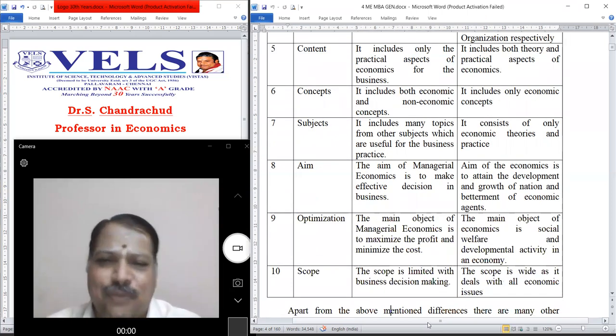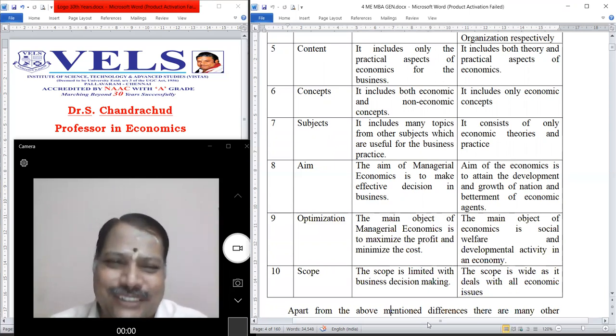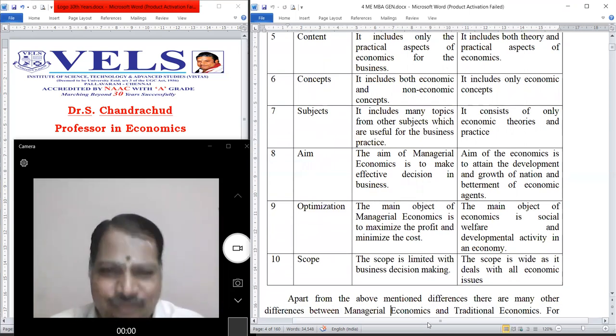Then we are going for the purpose. The purpose of managerial economics is to make effective decisions in a business. But the aim of traditional economics is not so. It is to attain the development and growth in a nation for the betterment of economic agents. It considers all economic aspects, for the well-being.